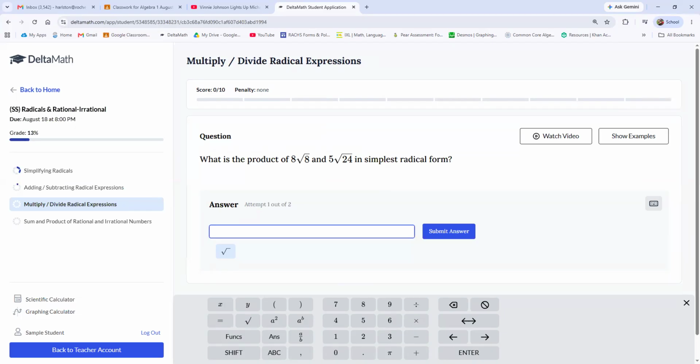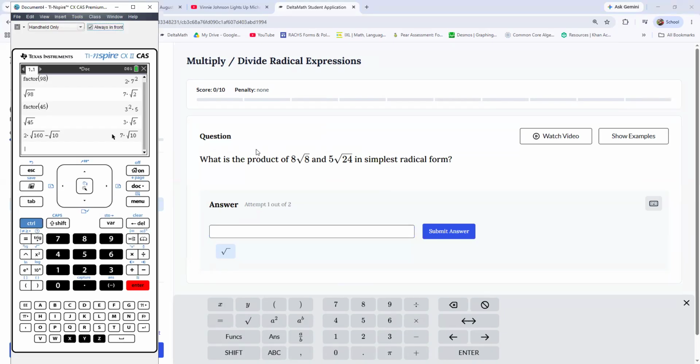So again, you would just go. Now you have to know that product means multiply, but other than that, the calculator is going to do the rest. So it's going to be 8 square root of 8 times 5 square root of 24. And then we press enter. And it says 320 square root of 3. So that's what we type in. Boom, done.